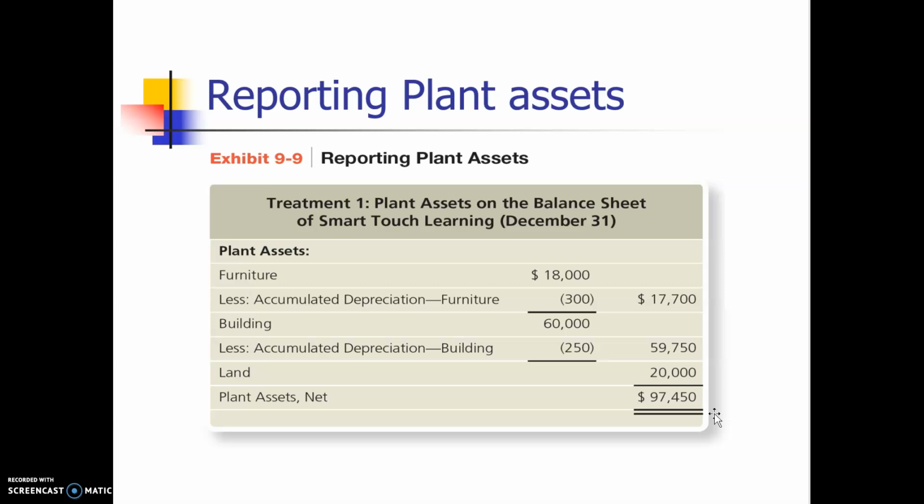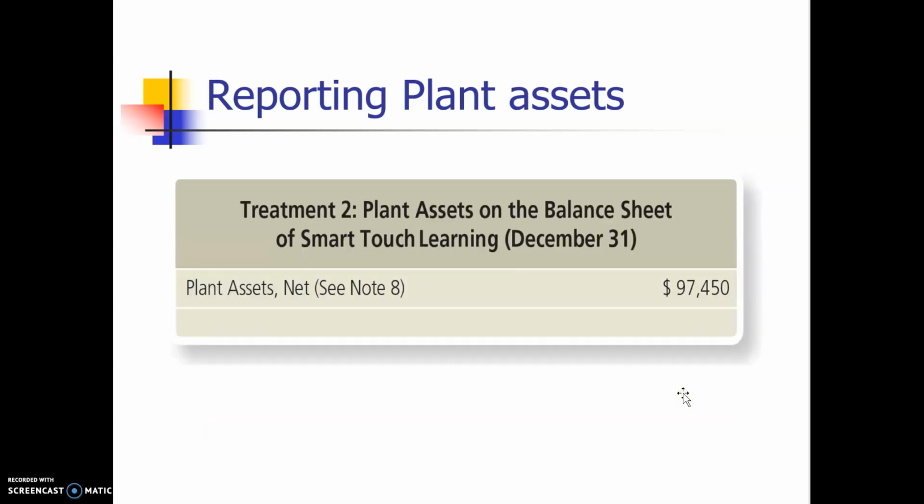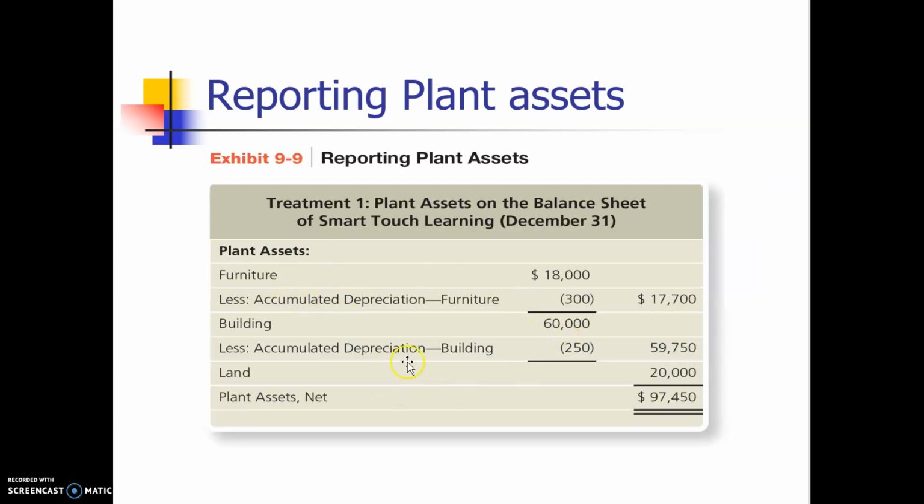Probably in your financial analysis project, you didn't have all of this detail. It was probably in a note to the financial statements. They would have just shown the plant assets net of $97,450. And then they would have had a note where they provided the detail on the accumulated depreciation. Okay. All right, so I'm going to end this video here, and we'll start with the next topic of partial year depreciation.